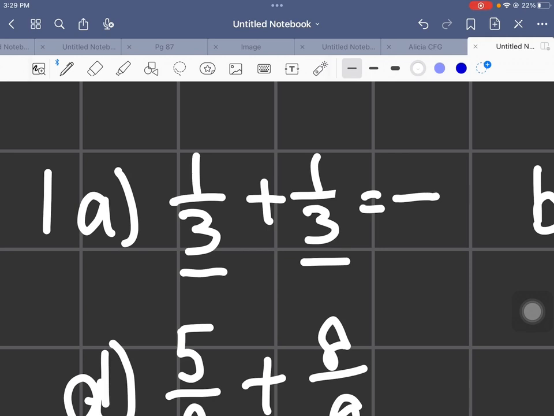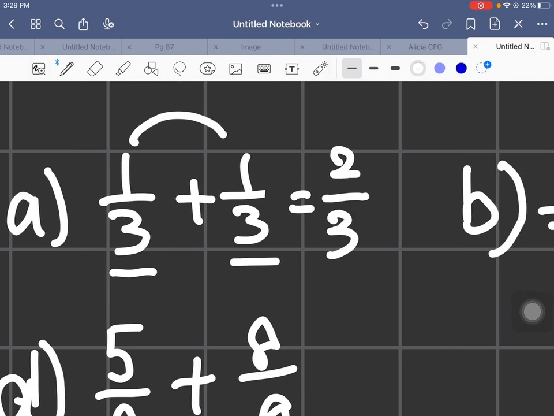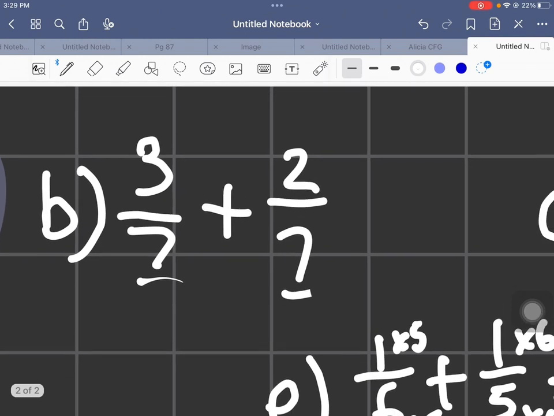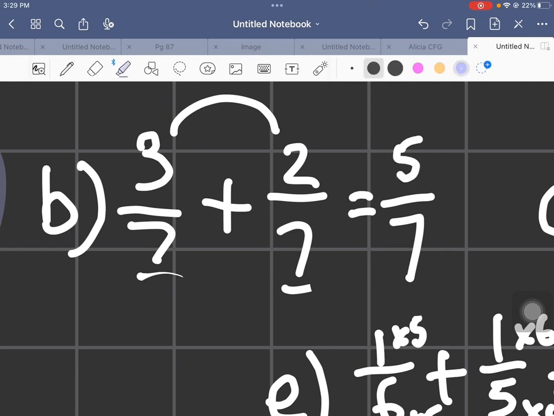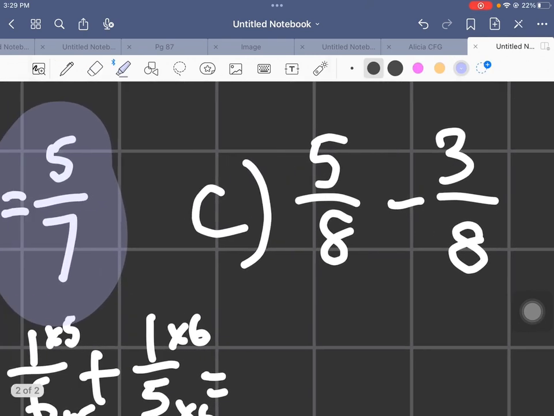So we can simply get the answer by adding the numerators. 1 plus 1 equals 2, and 3 remains the same. So the answer for question A is 2 over 3. B. The denominator is also the same, so it remains the same. 3 plus 2 equals 5, and we cannot simplify it anymore, and we will get 5 over 7.